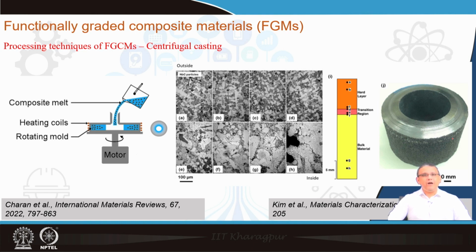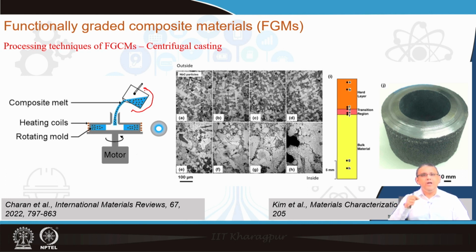Now, what is the basic principle of centrifugal casting? If we look at the schematic diagram shown on the left hand side, the basic fabrication technique involves two different techniques combined together. In the first step, we fabricate a metallic melt, and inside the metallic melt we distribute the ceramic particles. This blue fluid is the metallic melt, and within it the ceramic particles are uniformly distributed, typically by the stir casting process.